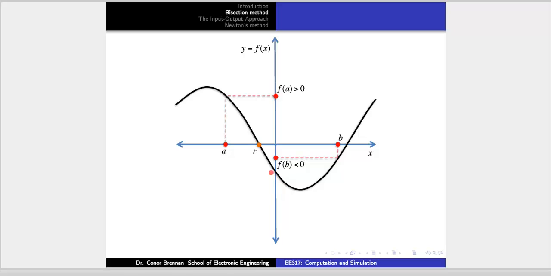Let's examine case number 2. Here's a function f of x. It has a root here at r. We found some input a such that f(a) is positive up here. We found some input b such that f of b is negative. Okay? And it so happens that if we can find such a case where one input has positive output and the other input has negative output, there must be a root somewhere between a and b.